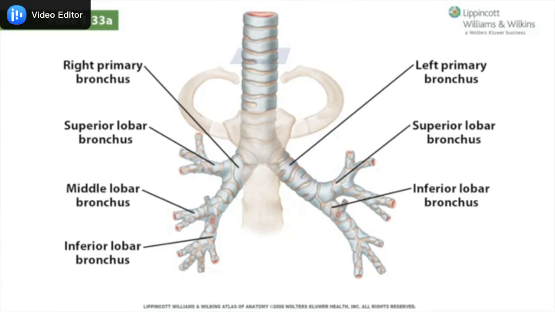Thus, the walls of the lobar bronchi are completely surrounded by cartilage. At this level, however, the cartilage is in the form of irregular plates rather than rings. These plates become thinner and more sparse as the bronchi divide further.